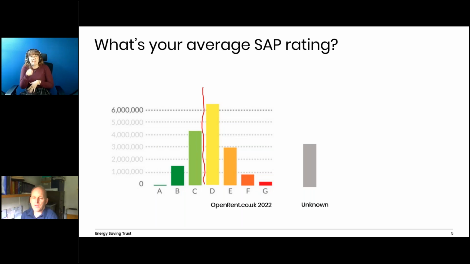And that was normally in the context of, you got data which has included quite a lot of properties with no known SAP rating, no EPC against them, or equally expired EPCs. Honestly, that doesn't cut it anymore. It's not good enough for the challenge we're facing. Next slide, please.